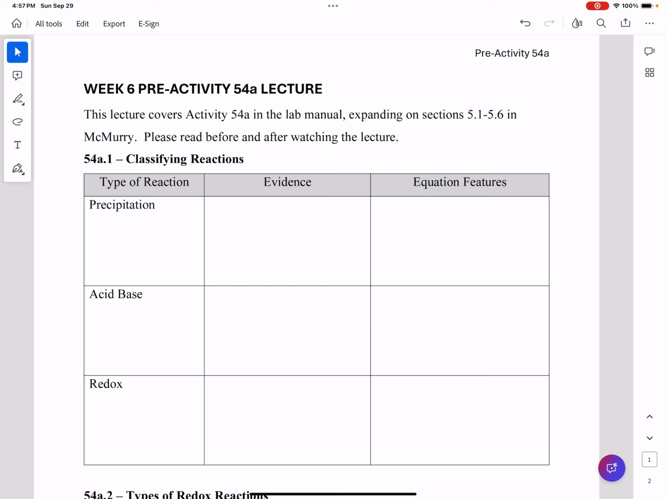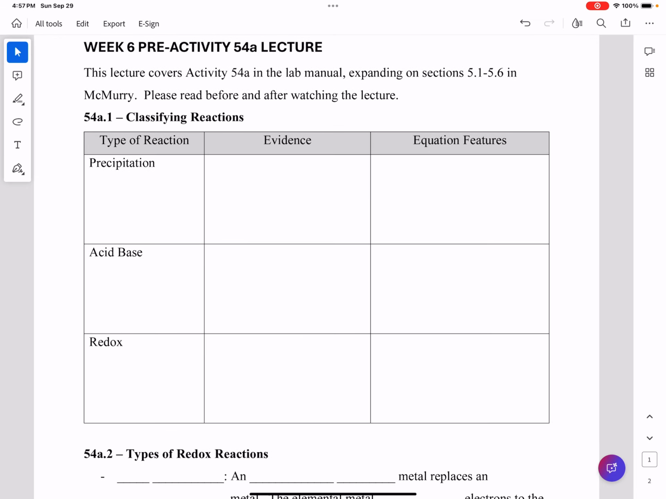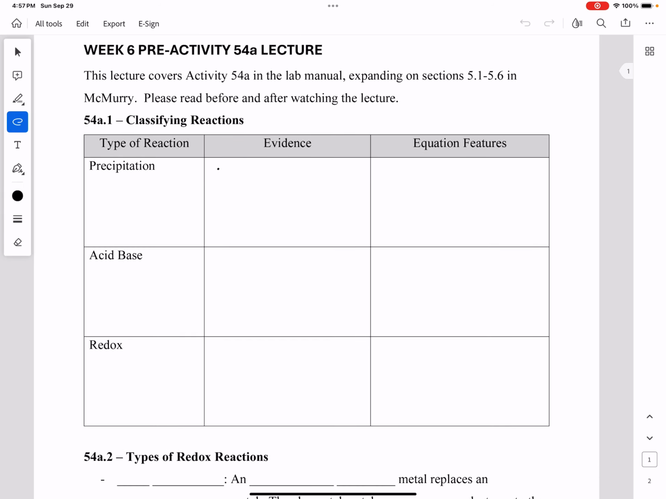So we did speak about classifying reactions in Chapter 5, but I'd like to just organize into a table what we are looking at. So when you have a precipitation reaction, when you physically do this in the lab, you're going to go from clear to cloudy. So you can't see through it. So you're starting out with two clear solutions, forming cloudy suspension.